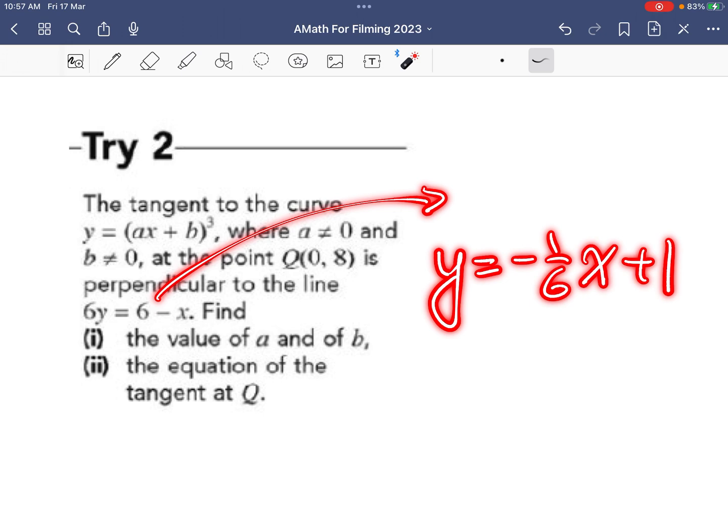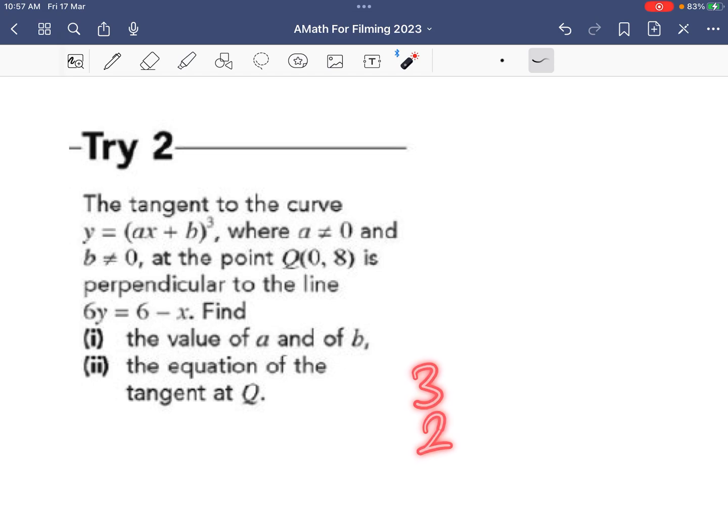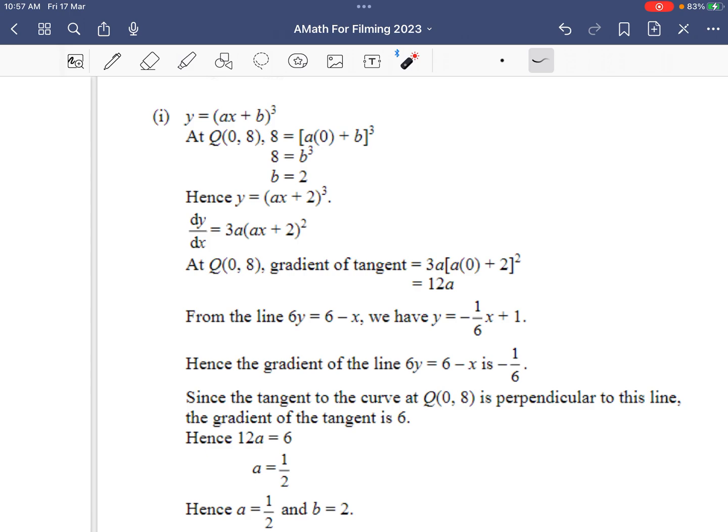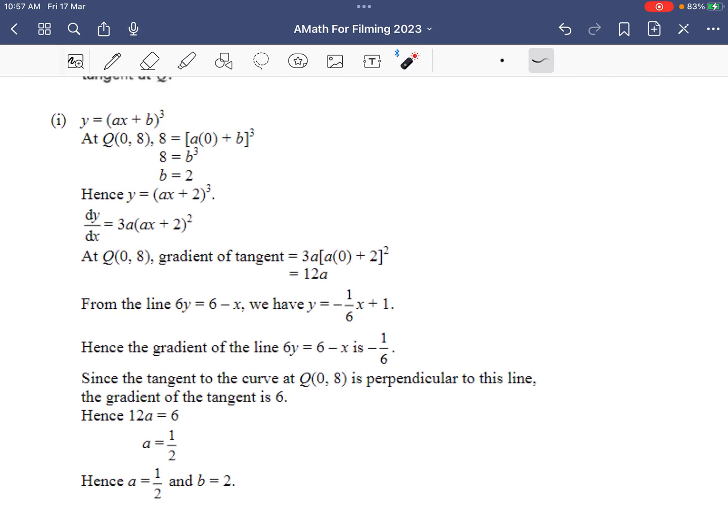And once you're ready, you can unpause, and then we can try out and explain this question in 3, 2, 1. Okay, first and foremost, the graph is given by (ax plus b) cubed. So at 0, 8, actually this one is a simple one. We can substitute the x value to be 0. This eliminates the a itself. So we can actually solve for b. The b value is 2.